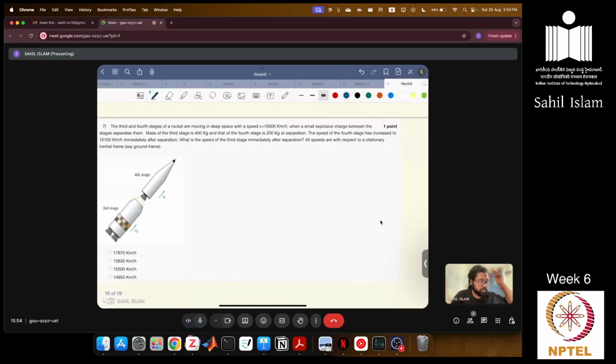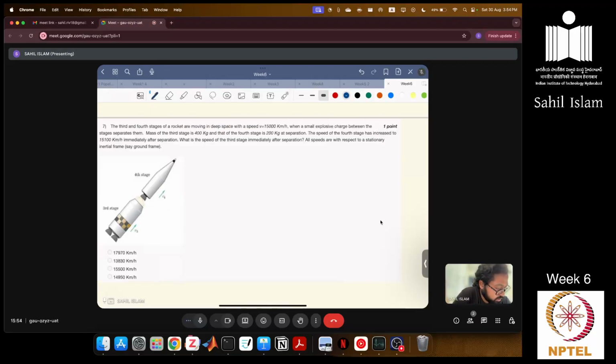Okay, so next question. The third and fourth stages of a rocket are moving in deep space with velocity 15,000 kilometer per hour. So this whole thing is moving in space with 15,000 kilometer per hour. When a small explosive charge between the stages separates them.